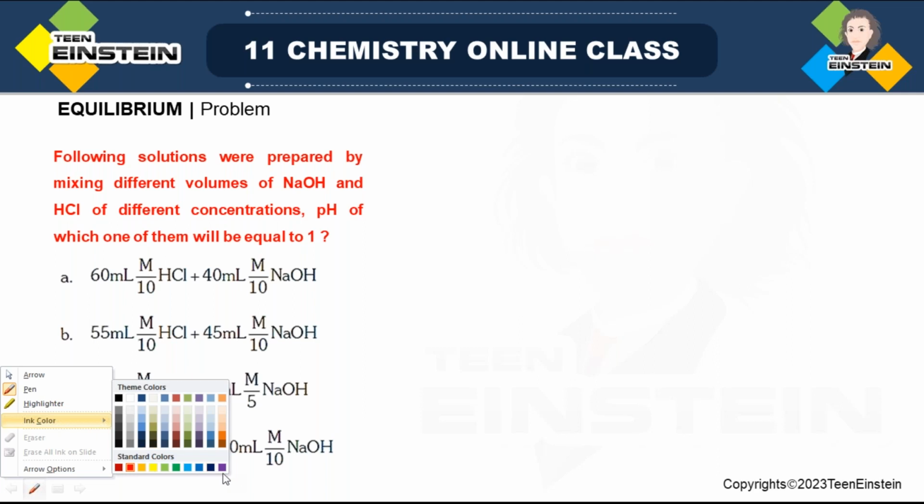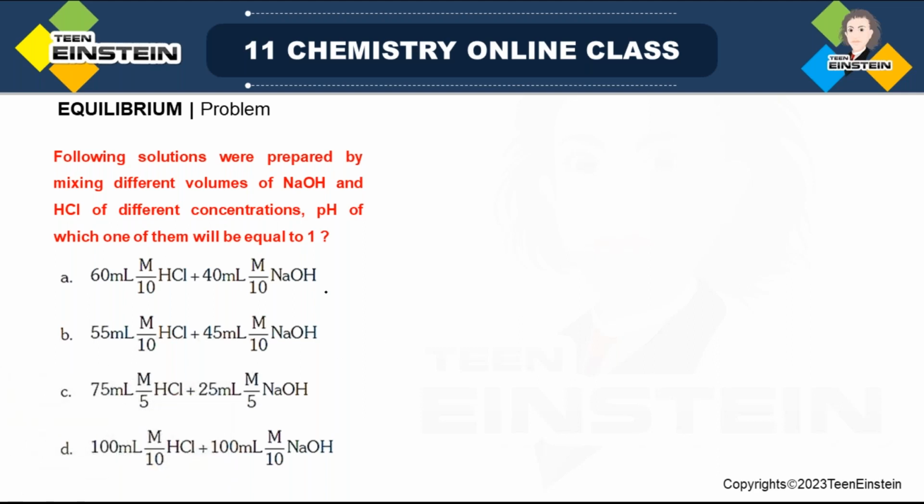So the problem is, there are a total of 4 options, and you can see some mixtures of HCl and NaOH of different concentration. The following solutions are prepared by mixing different volumes of NaOH and HCl. So NaOH and HCl, that is acid and base, are common in all the options, but their amount and molarity are different. So we have to find which one of them will have pH equal to 1.